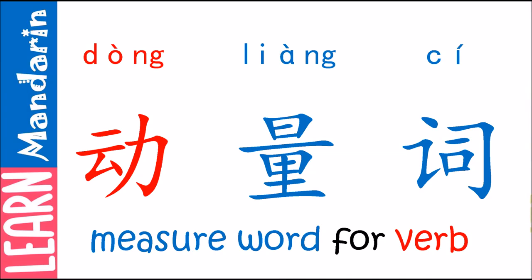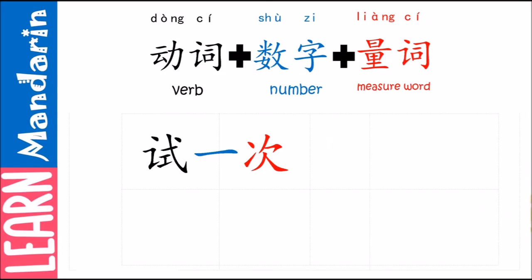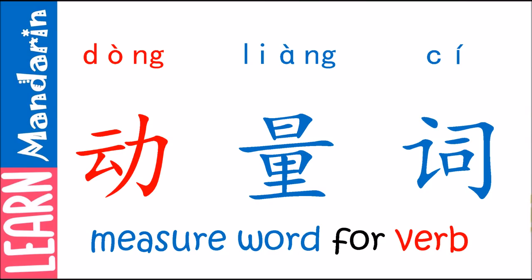Now, let's go to the 动量词 or measure words for verbs. For this measure word, the structure will be verb, number, and then measure word. Examples are 试一次, 看一遍, 打下饵, and 走一趟. Let me discuss some of the measure words for verb.